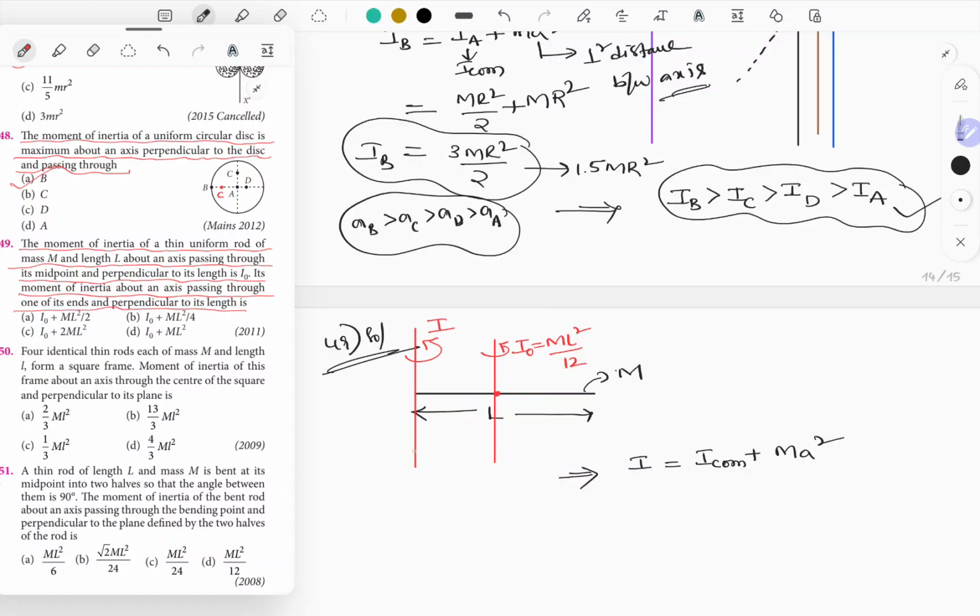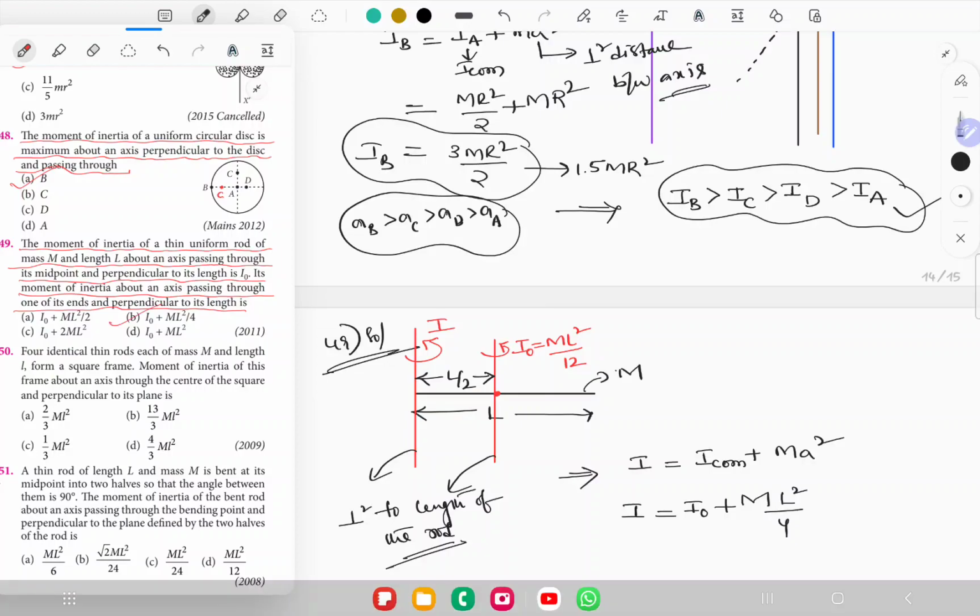That is the reason these two are parallel. Hope you understood. These two axes are perpendicular to the length of the rod, so that is the reason I used the parallel axis theorem. So I is equal to the moment of inertia through the center of mass, I naught, plus m times the distance squared. The distance between these two axes is L by 2, so it is going to be L square by 4. Which option matches? I naught plus mL square by 4. Option B is the correct answer.